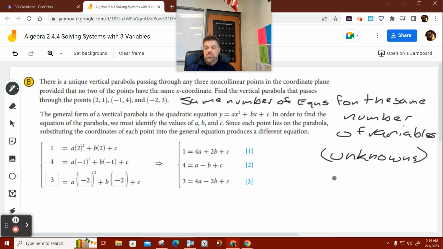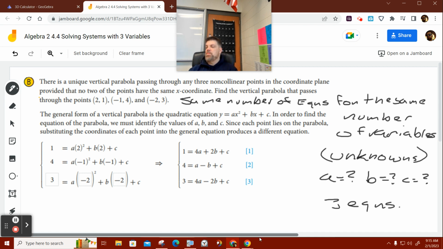So in other words, I don't know what A is. I don't know what B is. I don't know what C is. I've got to solve for A, solve for B, and solve for C. I have three variables that I don't know, so I'm going to need three equations to solve that.